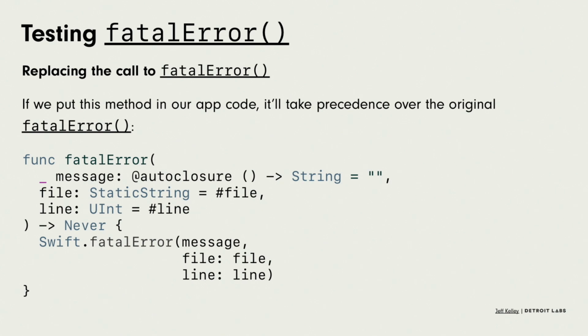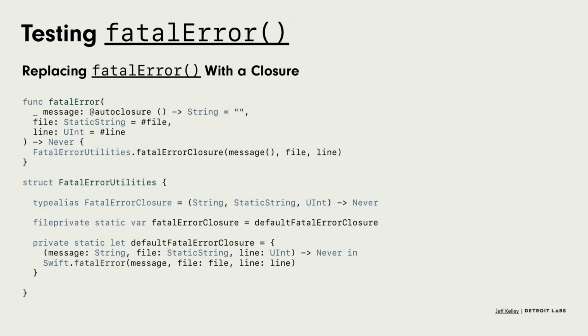So this won't do anything, right? It's just going to call straight through to Swift's. Might even get optimized out. So that's not too useful yet, right? But one thing we can do is make this FatalErrorUtilities struct here, and our method, instead of just calling Swift's, is going to call into some closure that we've stored. And by default, that closure is just going to call Swift's version. So, okay, still not too useful.